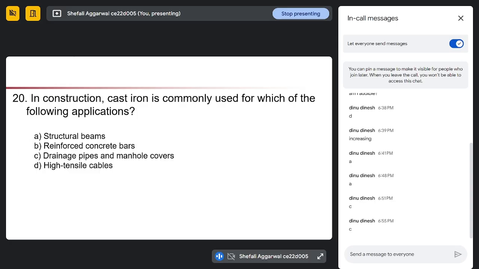If you remember, cast iron we talked about has low strength as compared to high carbon rebars. So it cannot be used for structural purposes. It cannot be used for structural beams or for concrete beams. Again, if we talk about high tensile cables, the tensile strength of cast iron is low as compared to high carbon or high density rebars. So in structures, we can only use it for drainage pipes and manhole covers.